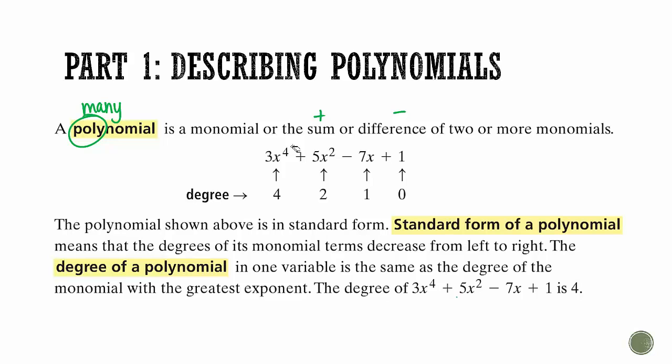So the degree of a polynomial in one variable is the same as the degree of the monomial with the greatest exponent. So the degree of this guy here is 4. So basically when you put a bunch of guys together, the biggest exponent takes the whole pot. So when, again, we start talking about the graphs of these things, this will look a certain way because the highest degree is 4. This other stuff will have an effect on the way that the graph looks, but not as much as the highest degree.